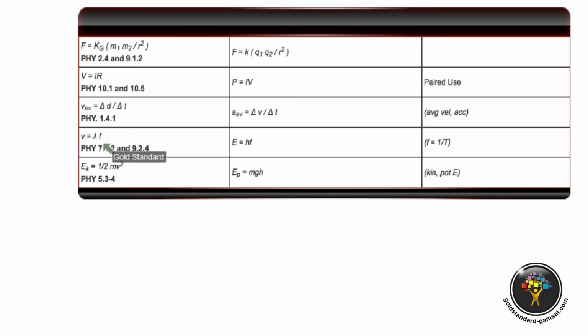Next, these are for waves. This is v. The velocity of a wave is equal to lambda, which is the wavelength, times f, the frequency. And again, some books will use a Greek letter, mu, for frequency, but it's not important. The energy of a wave is given by Planck's constant times f, the frequency of the wave. And this is a reminder of the relationship between frequency and period. Sometimes this will come up, and they are the inverse of each other. So frequency, how often something occurs, is the opposite of the period, which is 1 over T.